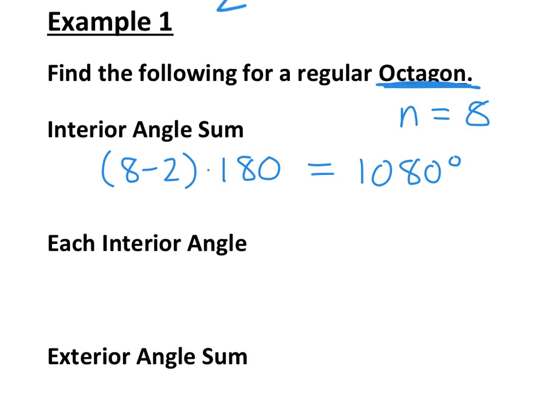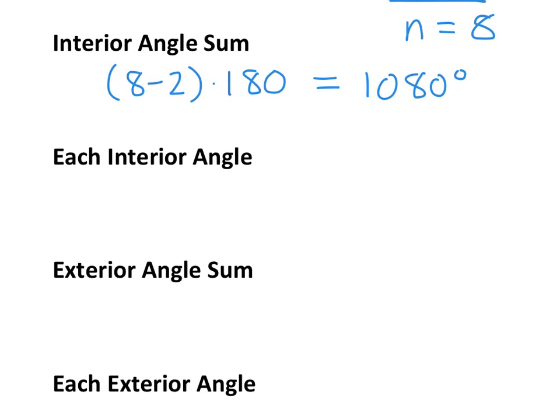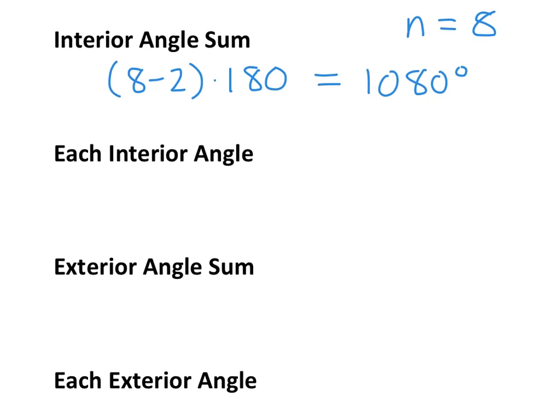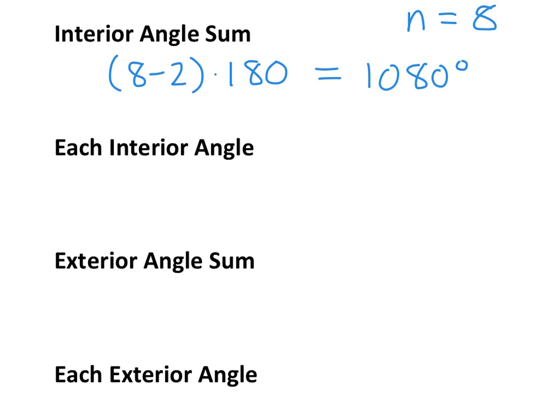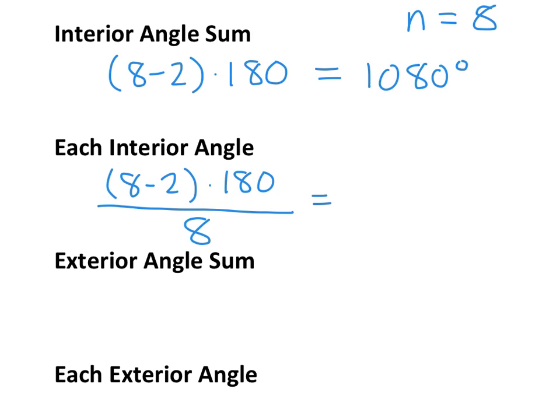All right, let's move on to each interior angle. We're still working with the octagon, so n still is 8. So that would be (8 minus 2) times 180, and then we have to go back and divide that by 8. We're replacing each n we see in the formula with the number of sides of our polygon. After throwing this into your calculator, you get 135 degrees.